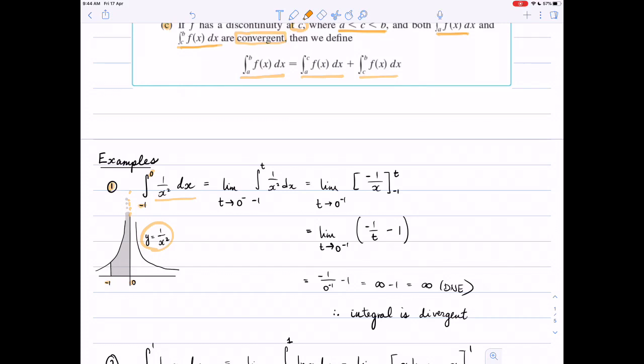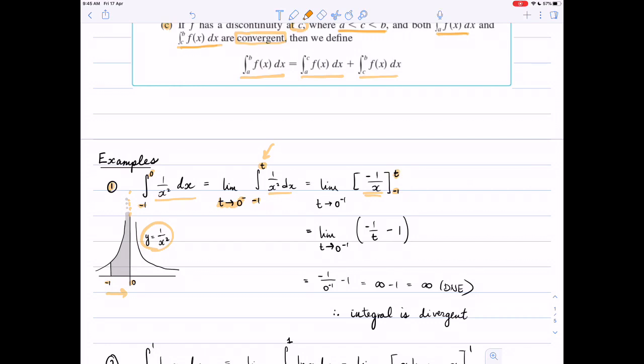So we're going to evaluate this by taking the limit as t goes to 0 from the left of the integral from -1 to t. So we've taken the discontinuity and we've made it t, of 1 over x squared dx. FTC, so we have an antiderivative here, -1 over x, evaluated at those bounds.